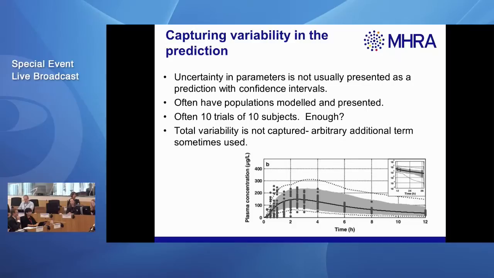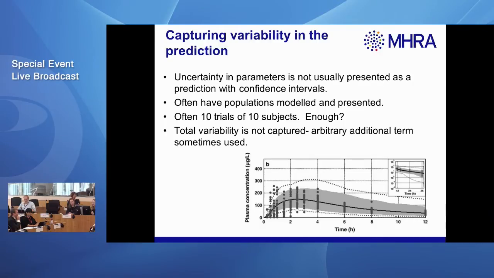But also as well, you then get a profile and you get your range in the population, but this doesn't always capture the variability. So what's missing is the sort of residual variability you get from a population model, which I agree is different because that's based on the actual clinical data.